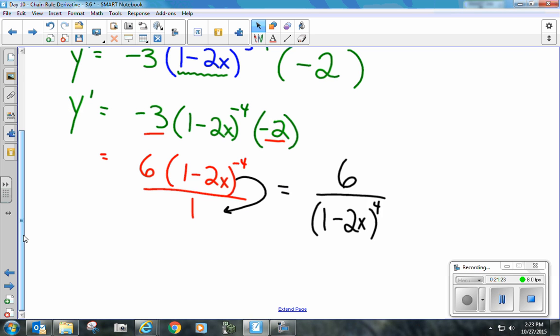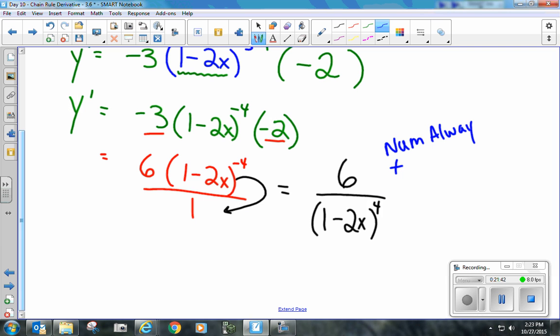Well, the top is always positive, right? So for a fraction to be positive, both the top and bottom should be positive, or they're supposed to be negative. This top will never be negative. So the top, the numerator, is always positive. So in a fraction, a positive over a positive gives you a positive.